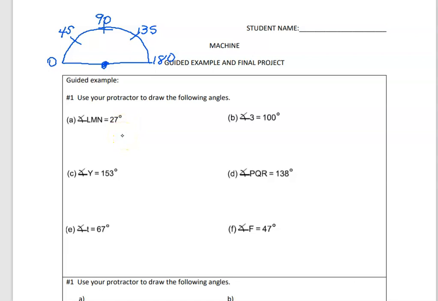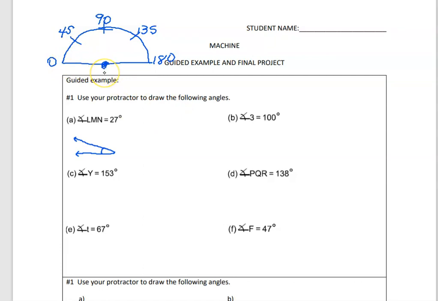So I know that if I want to draw an angle that is 27 degrees, it would fall somewhere in between 0 and 45, probably a little bit closer to 45. So our angle should look something similar to this. So that would be about 27 degrees, an angle that falls in between 0 and 45. We're going to cut about right in here.